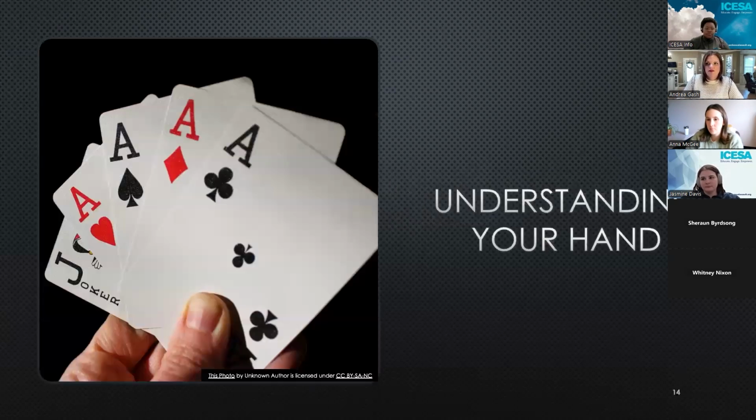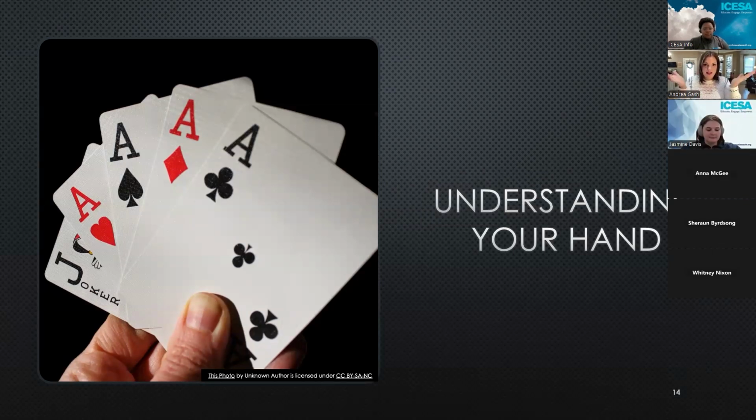All right. So now we're going to work together to understand the hand you were dealt. And don't we all wish we had the hand that was in this photo? So we know what our values are. We know what our barriers are. So let's go ahead and go all in.